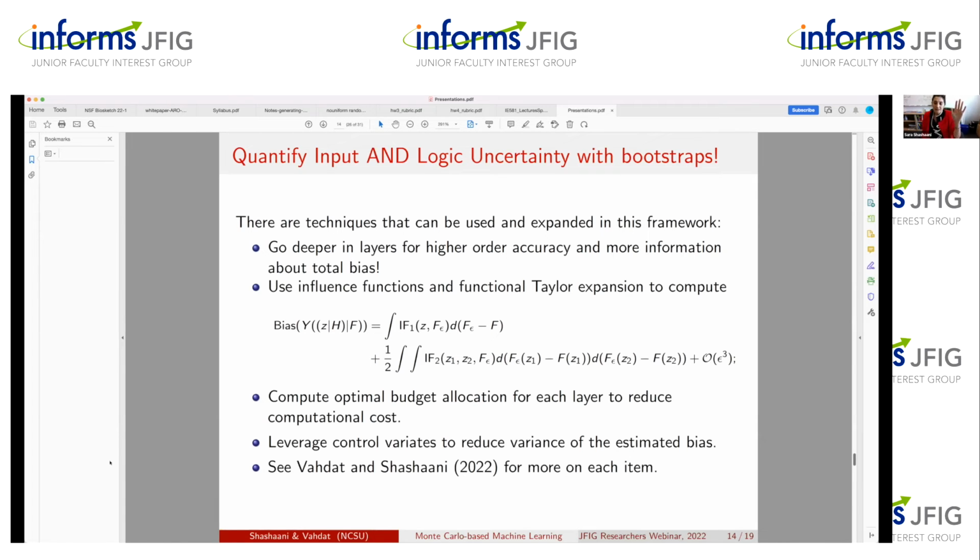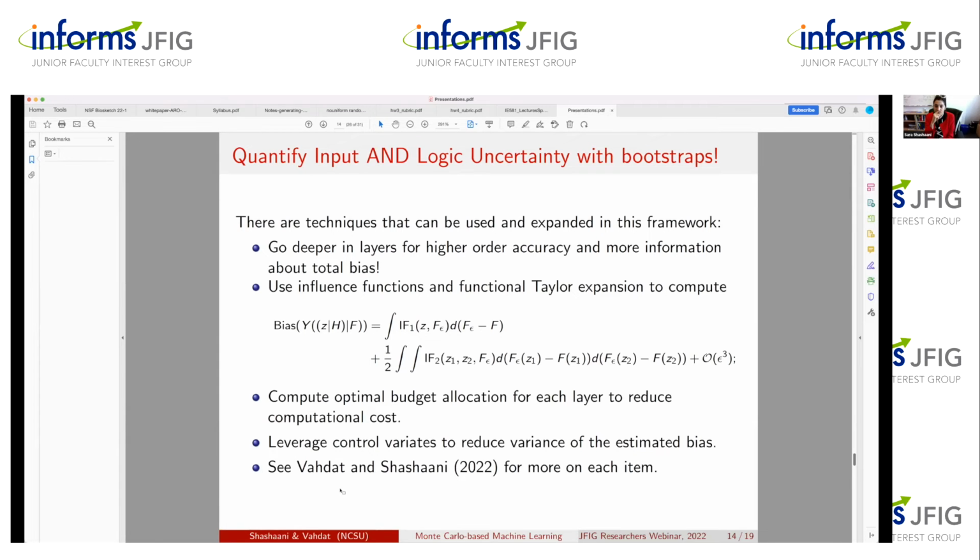Okay, so as I said, I don't have a lot of time. I'm probably running out of time already. So the structure I showed you can be used. There are several techniques that need to be used. For instance, if I go deeper in the layers, that will allow me to have higher order accuracy estimation of the error, right? It can give me better information about the total bias. And I can use things like functional Taylor expansion on the input data in the input model and influence functions to compute these biases.